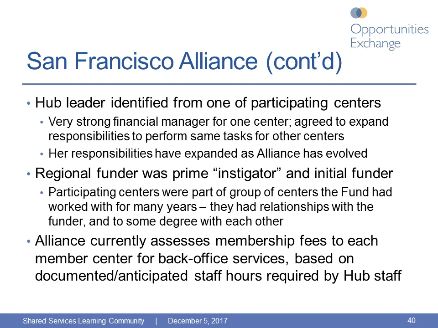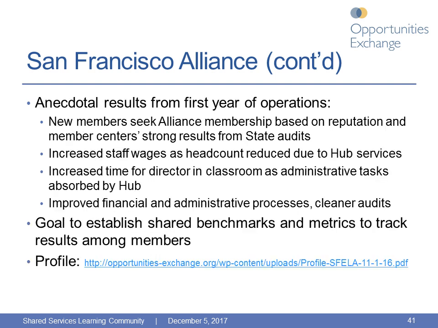Another thing that I think is really important about this alliance is that they do and have always assessed membership fees to each center for the services. Those fees are based on documented or anticipated, based on experience, staff hours that are required by the hub staff to do that work. So in other words, the hub staff is very carefully either keeping track of, or if they don't have the experience, estimating how many hours will be required to work with that center to do that kind of work, and then basing their fees off of that.